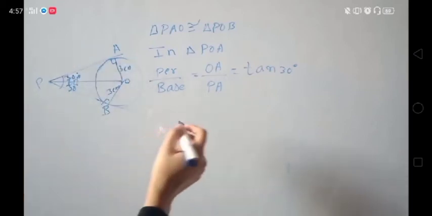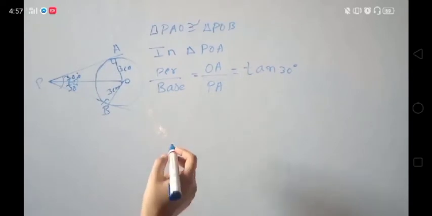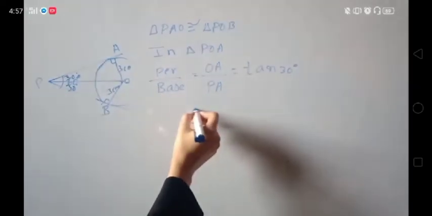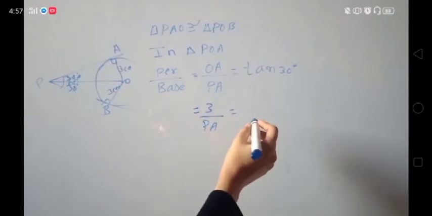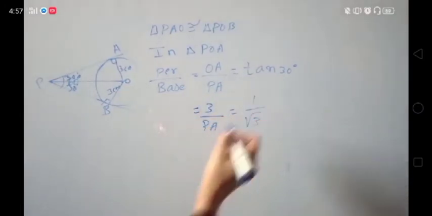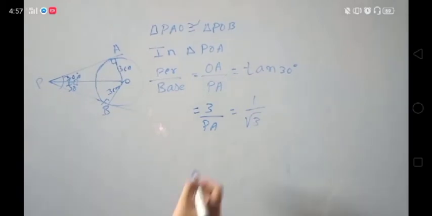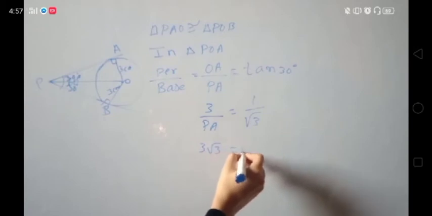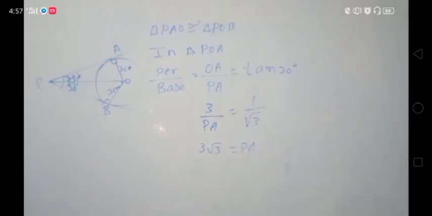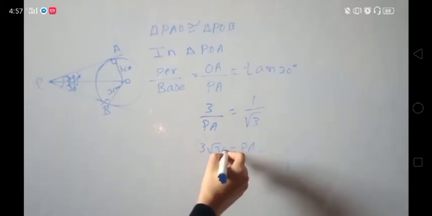So perpendicular by base is equal to OA upon PA. OA is given as 3 centimeter. We have to find the length of the tangent PA. Tan 30 degrees value is 1 by root 3. Now cross multiplication: 3 into root 3, that is 3 root 3, is equal to PA. So the length of the tangent is 3 root 3 centimeter.